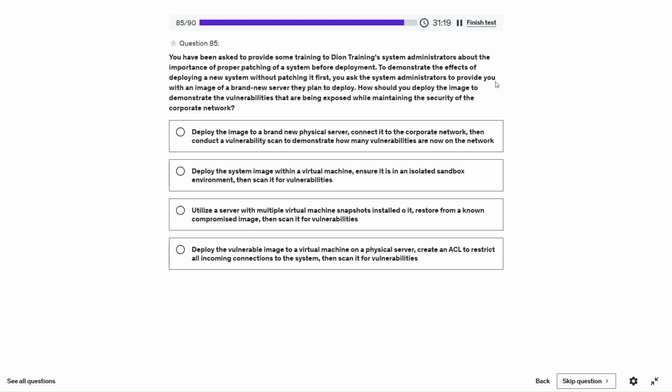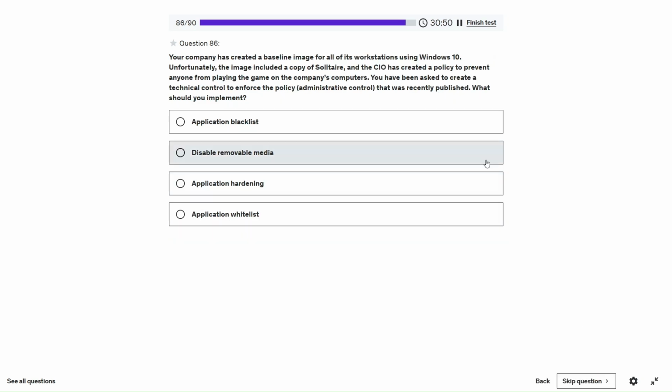So deploy an image on a brand new physical server? No need for a brand new one. Deploy the system image within a virtual machine, ensure it is an isolated sandbox environment, and then scan it for the vulnerabilities. Utilize the server with multiple virtual machines? No. Deploy a vulnerable image to a virtual machine? No. No need to buy or do it on a specific physical server. Only make a virtual machine, host it, and test it.